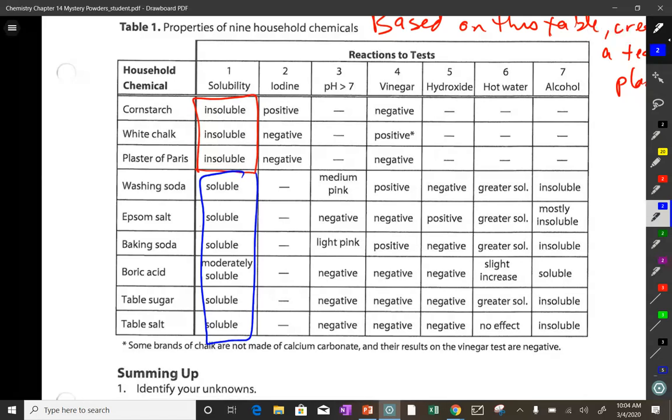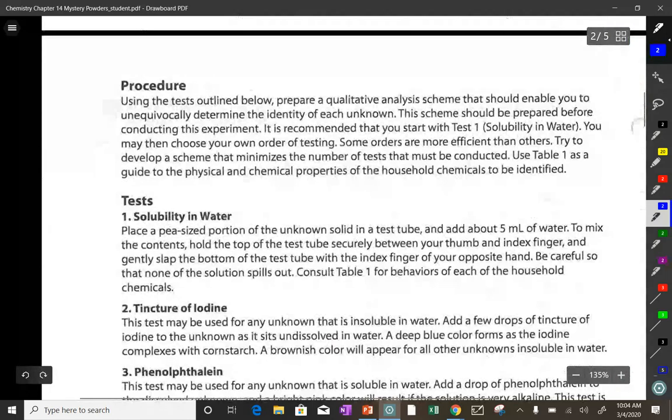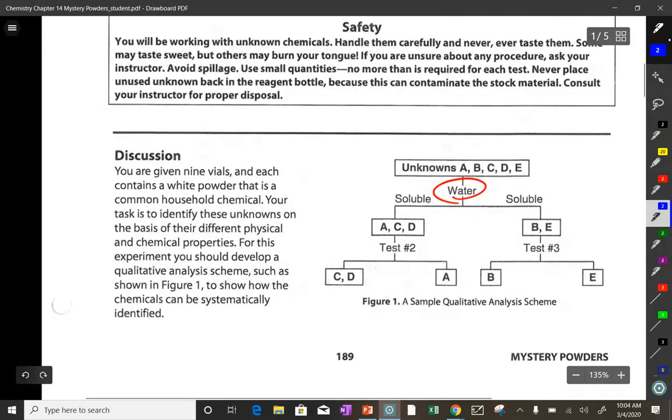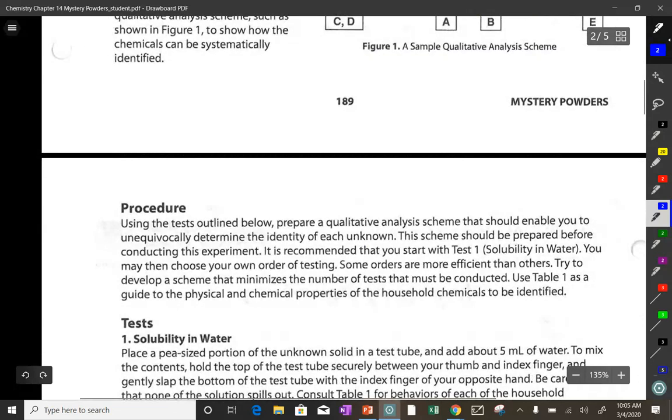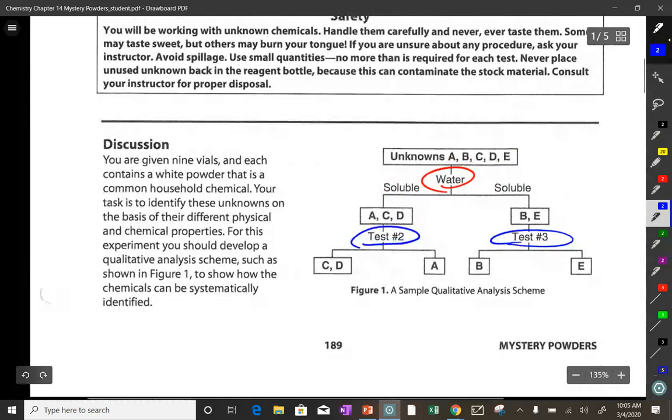Well, yeah, I understand that, but my question is we're doing this in lab, not before lab? Well, coming up with your test plan, do before lab. And then in lab, you're going to follow that plan. So you're going to take sample 1 and you're going to do test 1. And if it's soluble, then you're going to do whatever you decided was test number 2. So if it's insoluble, you'll do whatever you decided here was test number 3. Those are not corresponding to the numbers here. They're the tests that you choose to do to try to differentiate.